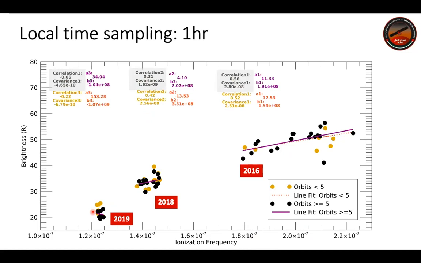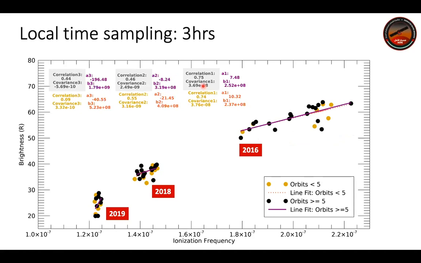This was done with a local time sampling of 1 hour in a specific region, but I wanted to see what happens if I change the local time sampling from 1 hour to 3 hours, thus having more data points to take into the correlation, and whether that will change the correlation. And this is what I got. The correlation values, in comparison to the one that I showed just now, had greater values.